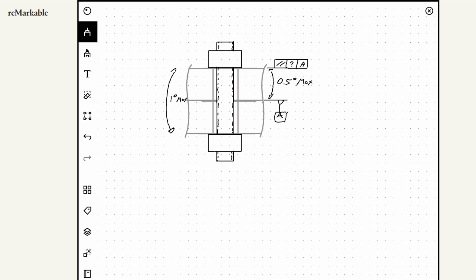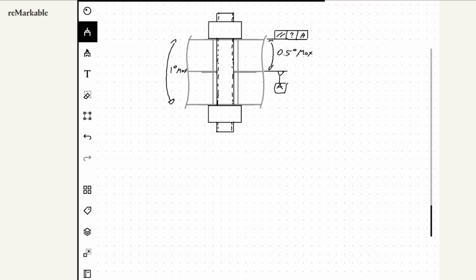So how do we figure out what that actually means on our drawing for a parallelism? Because we don't talk about parallelism in degrees. We talk about it in terms of a distance between two parallel planes. So, well, we can do some simple trig.